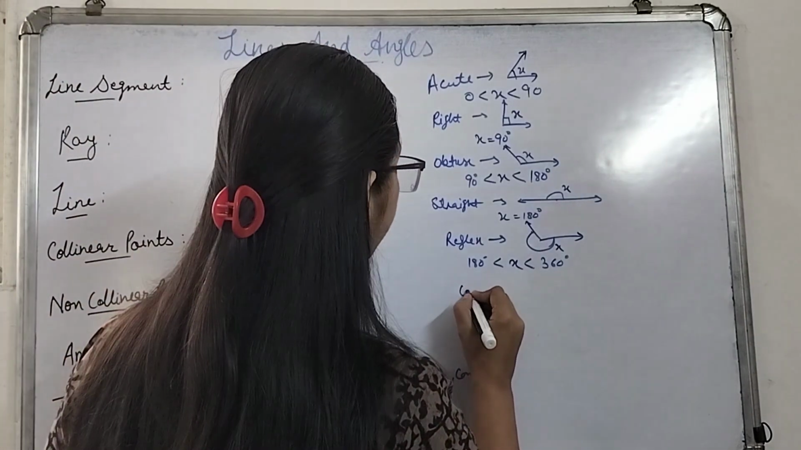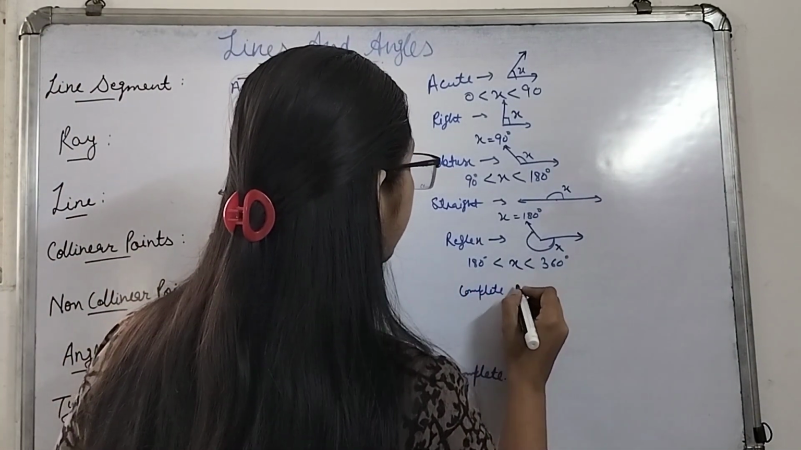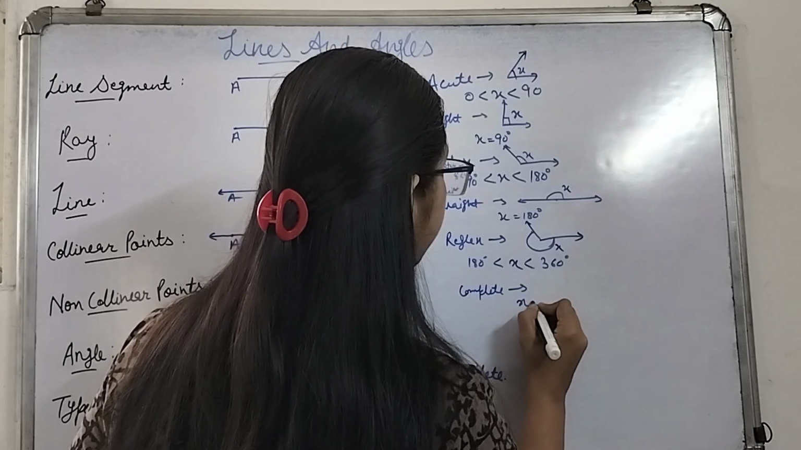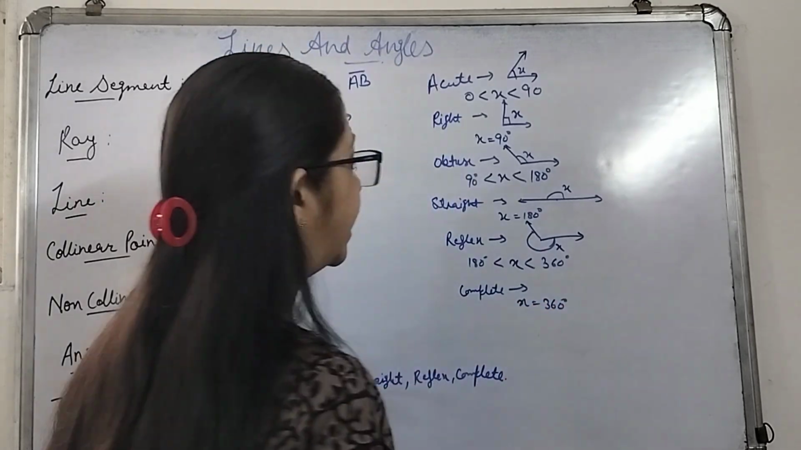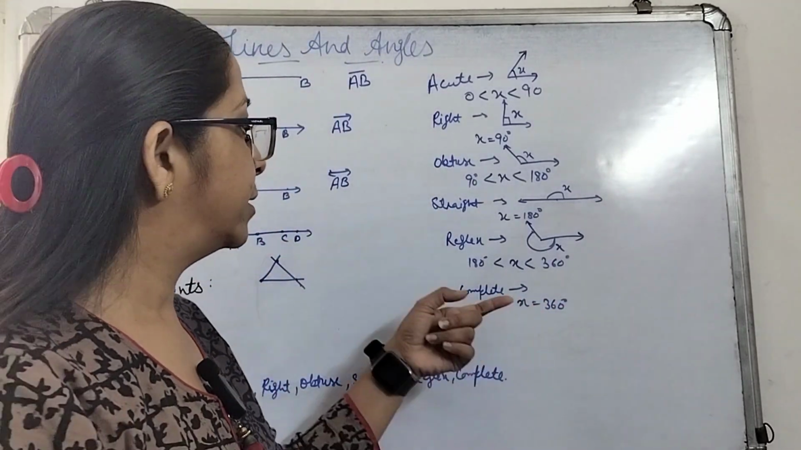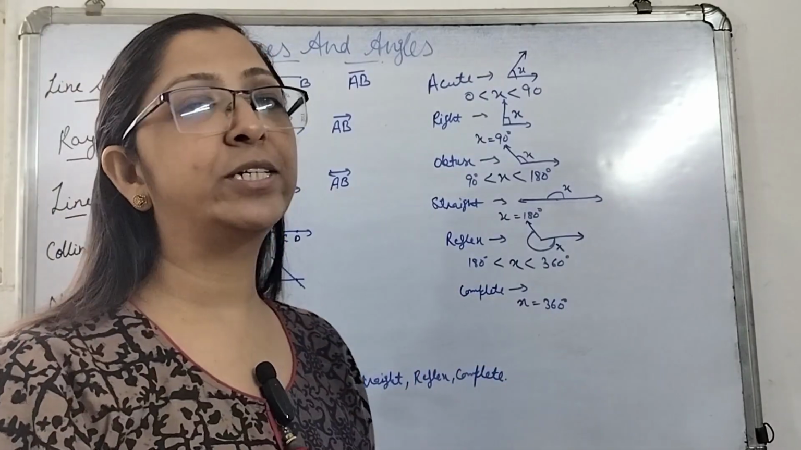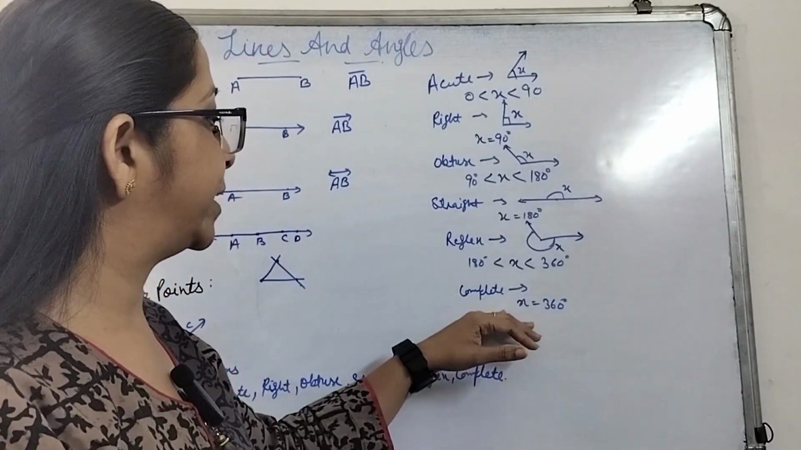Then comes your complete angle. If the measurement of the angle is exactly 360 degrees, then it is a complete angle.